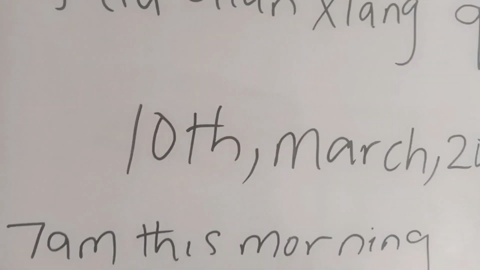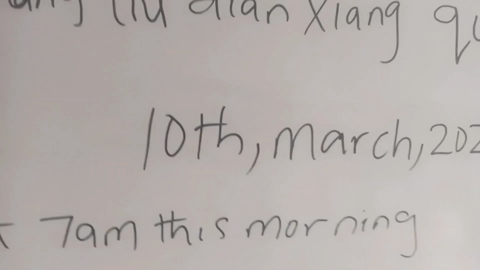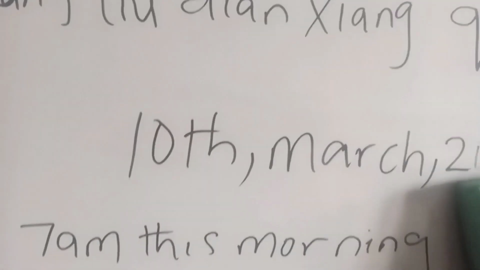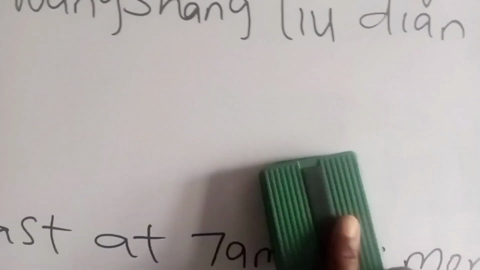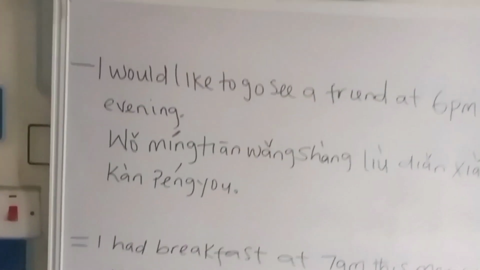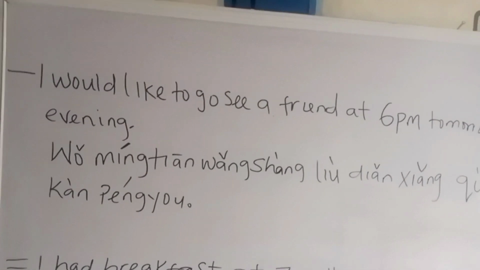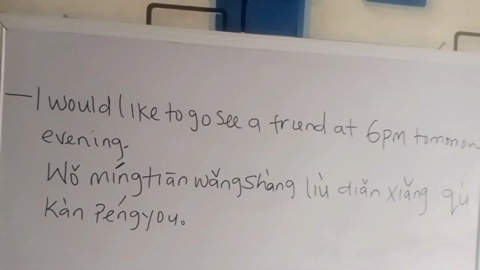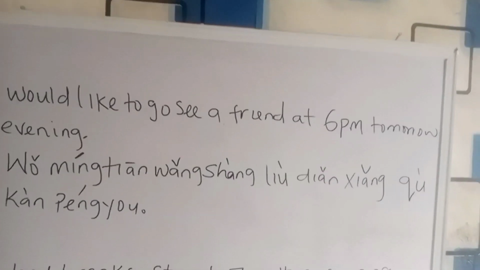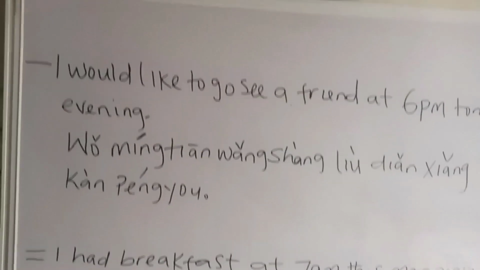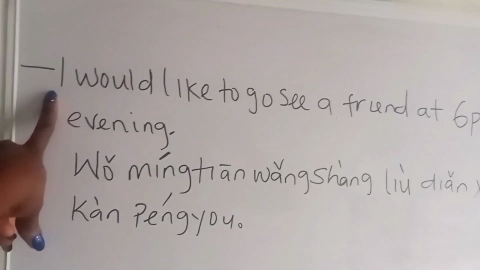This order is not only for saying the date. When you see a Chinese sentence that has dates or time in it, you are to follow this order as well. And that is why I have some sentences here to explain what I am talking about. The first sentence is, I would like to go see a friend at 6 p.m. tomorrow evening. I is the subject, right?